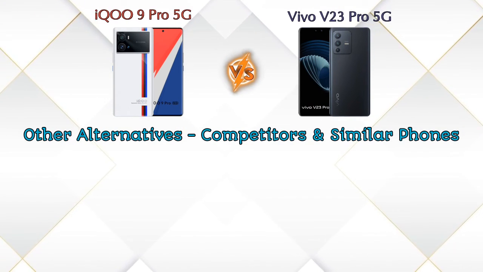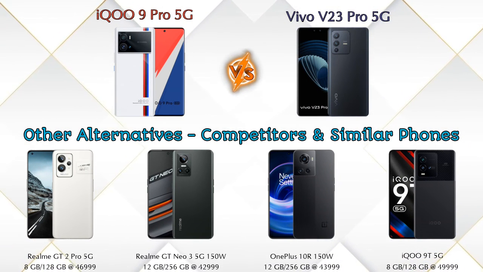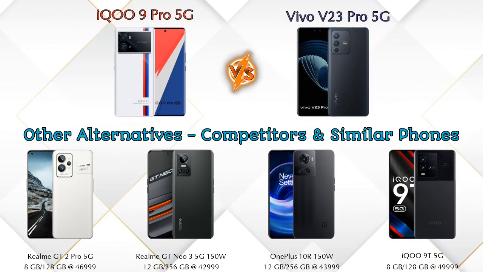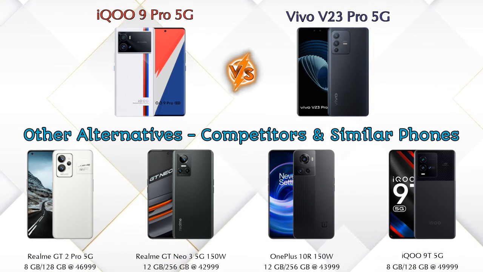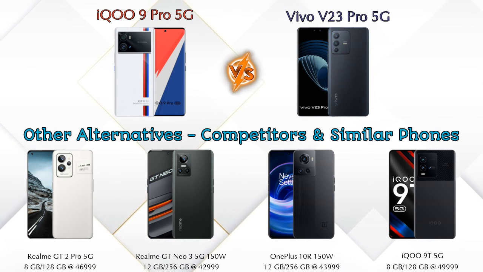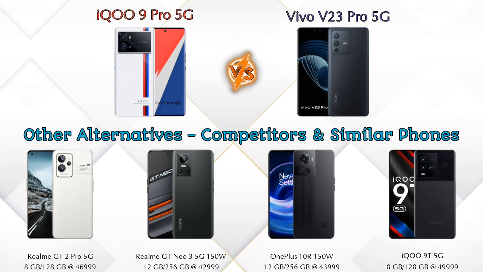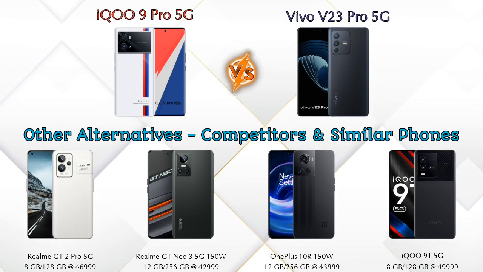Friends, now if we talk about other competitors at the same price, the first one is Realme GT 2 Pro 5G, second is Realme GT Neo 3 5G 150W, third one is OnePlus 10R 150W 5G, and the last one is iQOO 9 0 5G. Also, details about all these competitor phones are available in the description.